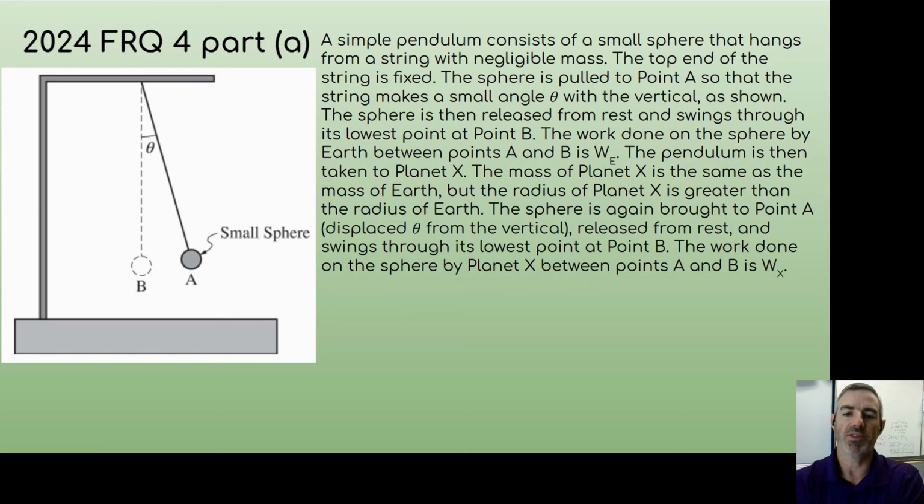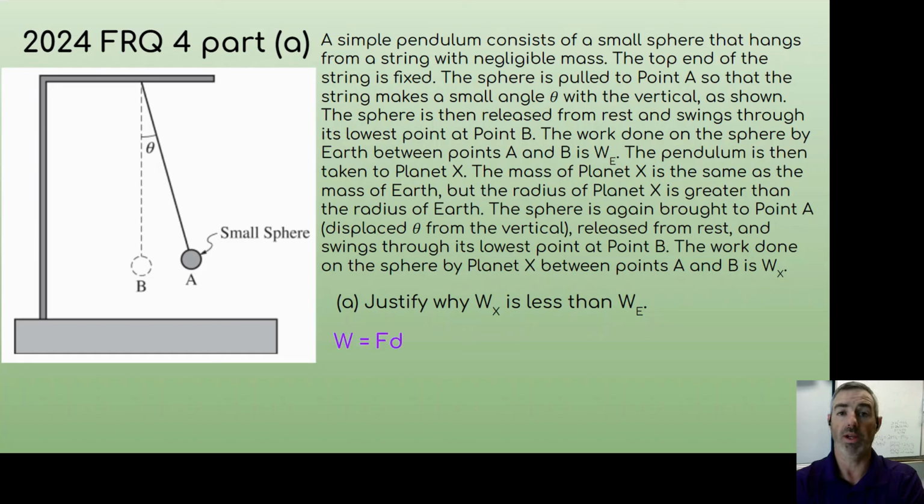So it swings from position A to position B, and the Earth is not part of the system, so it does work to cause it to move from A to B. Then it's taken to a different planet, planet X, and the process is repeated. The work done by Earth is WE, and the work done by planet X is WX. Planet X has the same mass but a larger radius, which is going to be important. We want to justify why WX is less than WE.